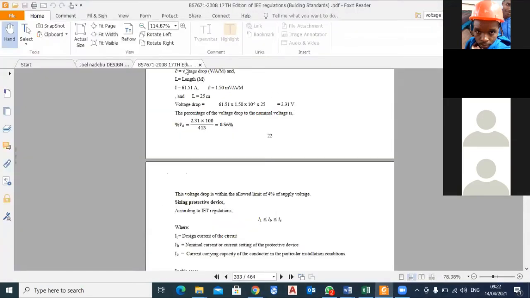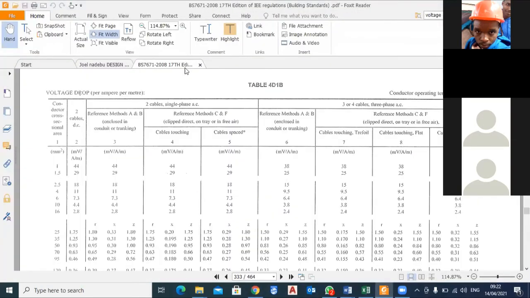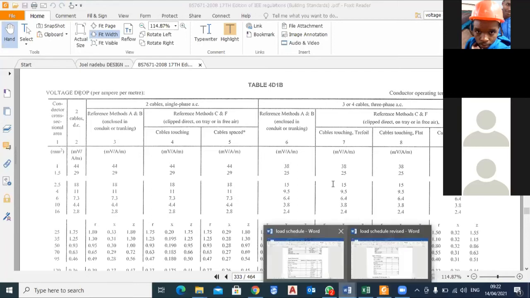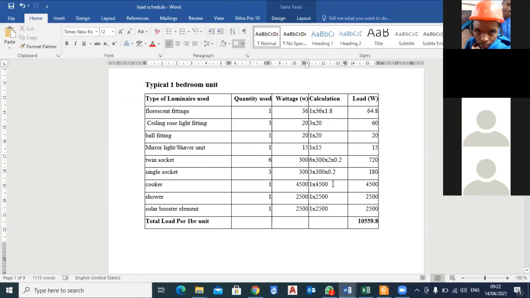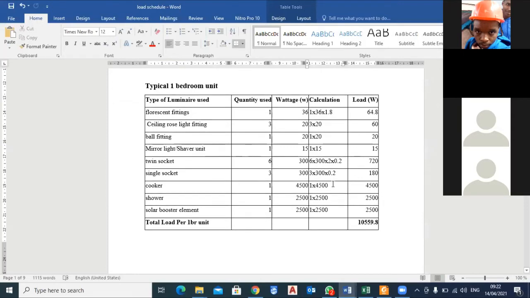So I've talked about circuiting. I've also talked about voltage drop, and I've talked about I think load calculations, based on our load schedule. Are you able to see the word right now? The word document. Yes.